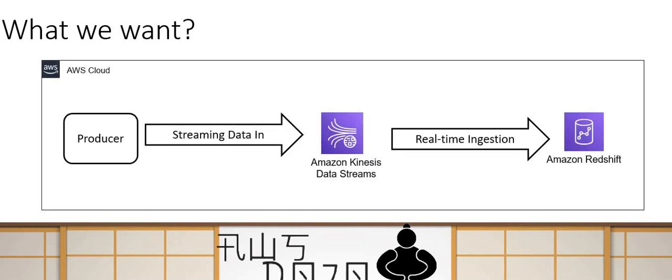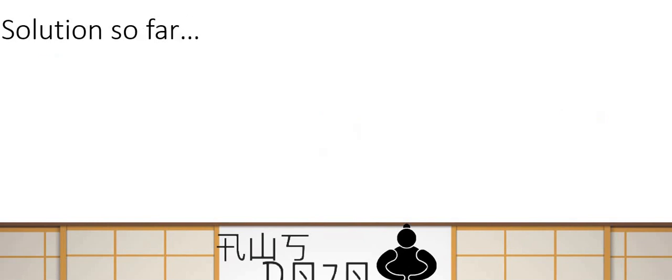So what exactly do we want here? If you can define the problem statement, all we are saying is that if there is some producer or set of producers who are streaming data into a Kinesis data stream, we want to have a real-time data ingestion to Amazon Redshift. That's our requirement. So we want a real-time integration between Kinesis data stream and Amazon Redshift, so that the moment any producer streams data or writes data into Kinesis data stream, the data gets ingested into Amazon Redshift in real time. So that's the problem statement we want to solve using this feature.